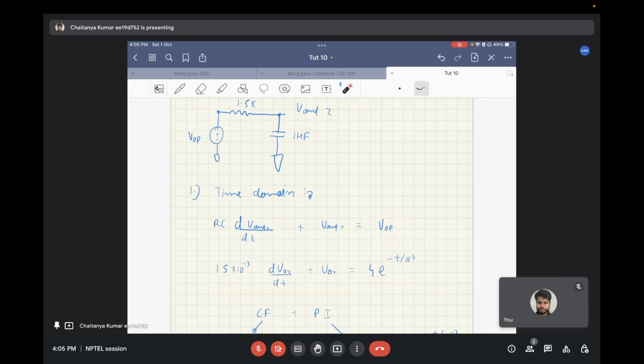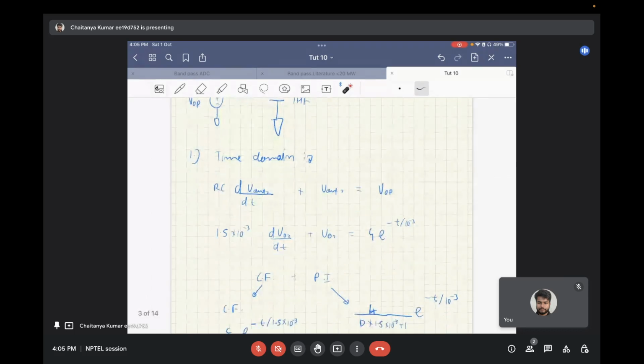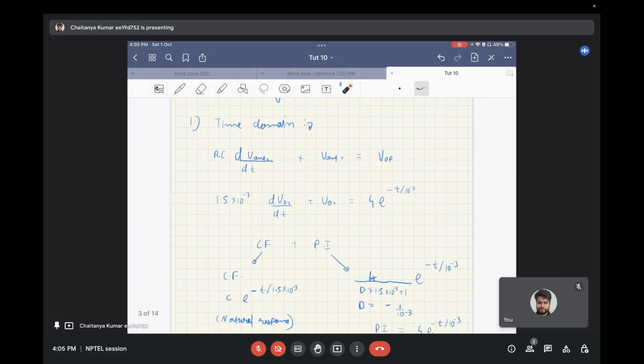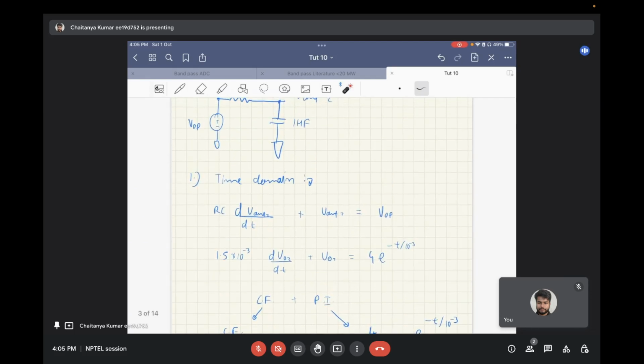That has come from the previous calculation. Now, this first order differential equation will contain a complementary function and a particular integral. The complementary function is the property of the system itself. It doesn't depend on the input, so for that, you need to consider the input as zero.